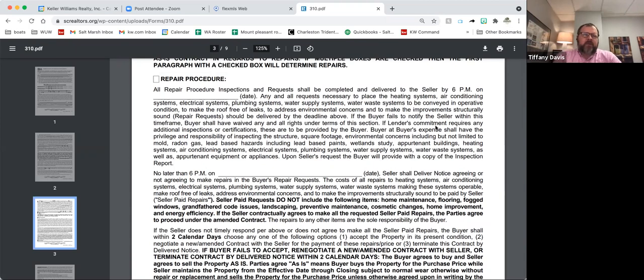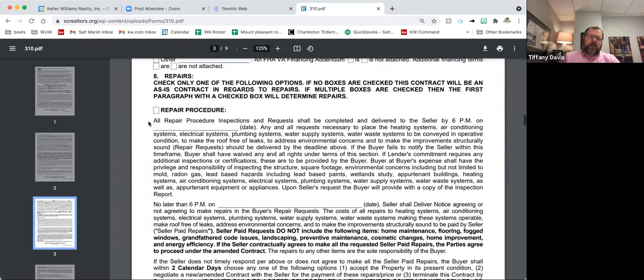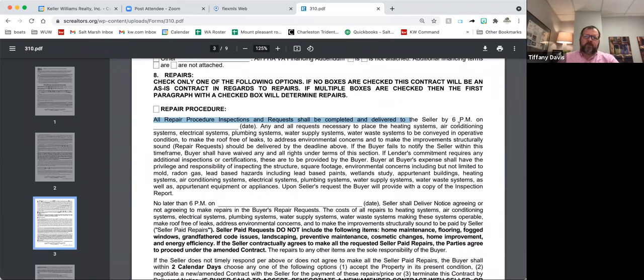So basically what this means is I'm going to walk through this paragraph here. What this means is you'll get inspections and we will deliver notice to the seller by 6 p.m. on this date. And we're going to let them know of any request necessary to place the heating systems, air conditioning systems, electrical systems, plumbing, water supply systems, waste systems in operative condition, to make the roof free of leaks, address any environmental concerns, and to make improvements that will make the home structurally sound.